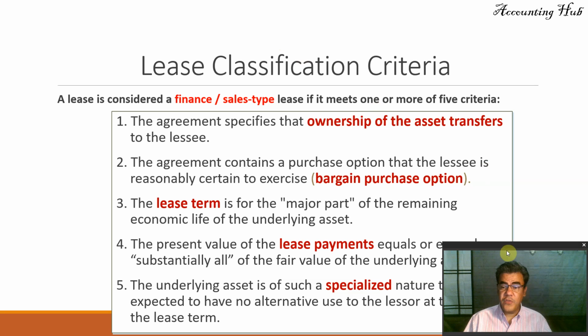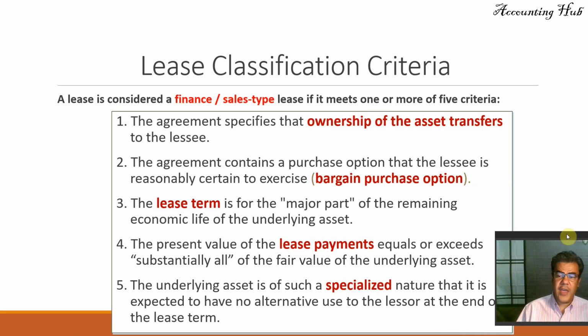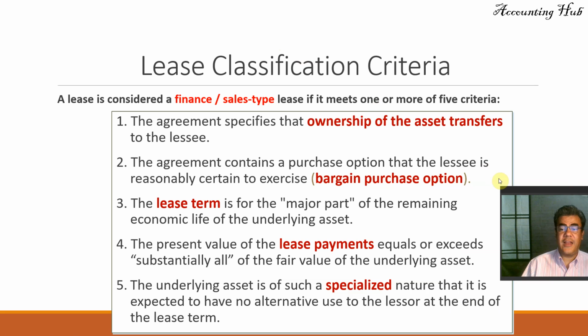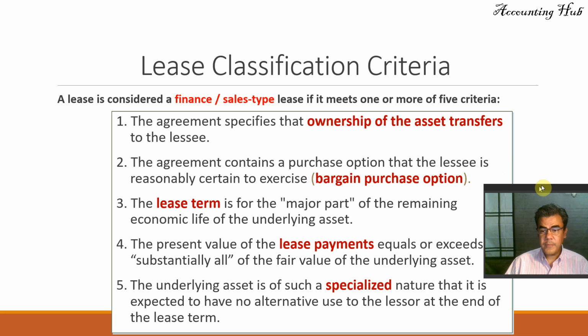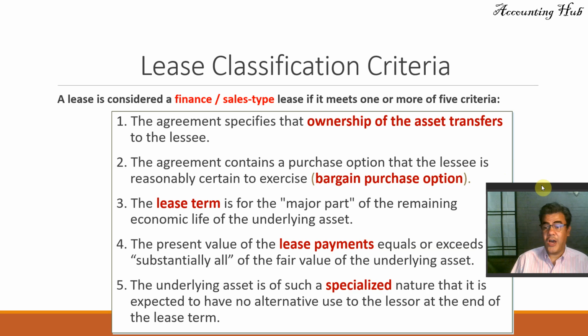Okay? So the second one, the agreement contains a purchase option that the lessee is reasonably certain to exercise, or bargain purchase option. For instance, I am leasing a car. The lease is $30,000. And at the end of the lease, I can purchase this car if I pay $500 more. Wow, of course I will purchase it. So this is a bargain purchase option.